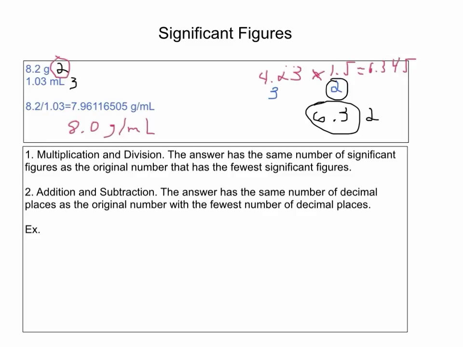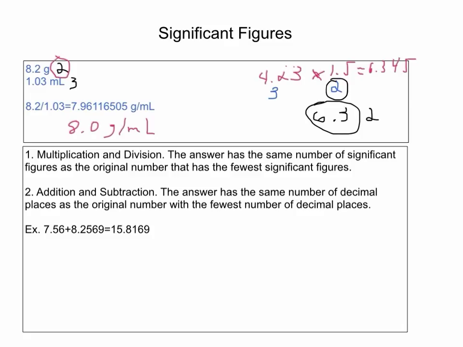So if I have the numbers 7.56, which has 3 significant figures, plus 8.2569, which has 5 significant figures, and I need to figure out the answer. If I add those together normally, I would end up with 15.8169 as my answer.